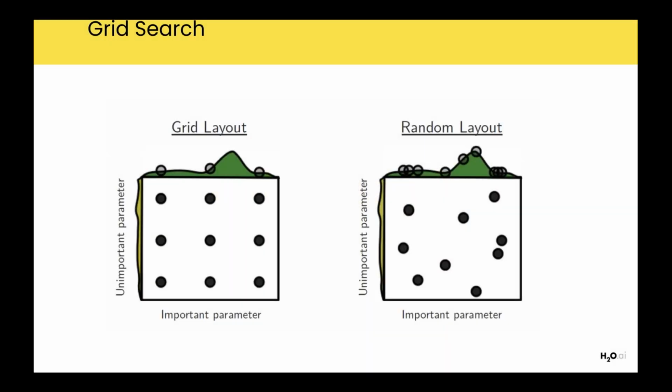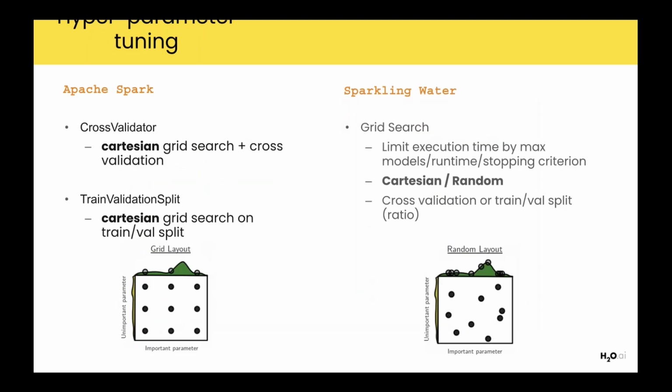And then we go to grid search. So there are two ways of doing it. One is to provide the important parameters to the grid layout, and then also ask H2O-3 or the AutoML to do some random grid search. So these are the libraries which can be used for the grid search. One is the cross validator, which does the Cartesian grid search plus cross validation, and then we have the train validation split, wherein the Cartesian grid search would be done only on the train and the validation split.